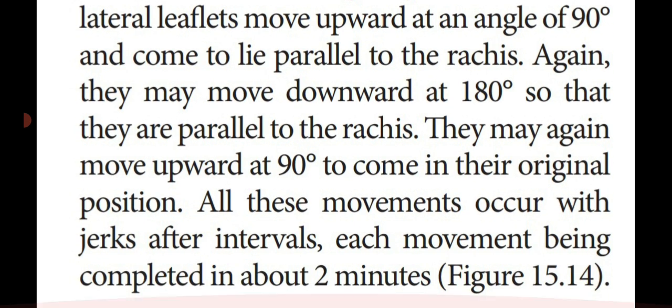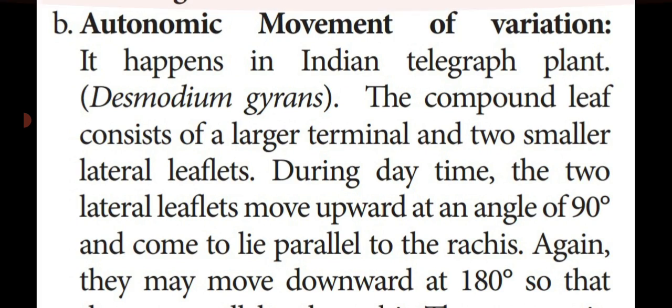So they may again move upward 90 degrees to come to their original position. All these movements occur with a jerk after intervals. Each movement is completed in about 2 minutes. That movement is called autonomic movement of variation, which occurs in Desmodium gyrans.